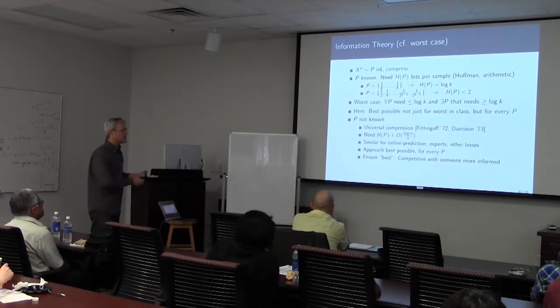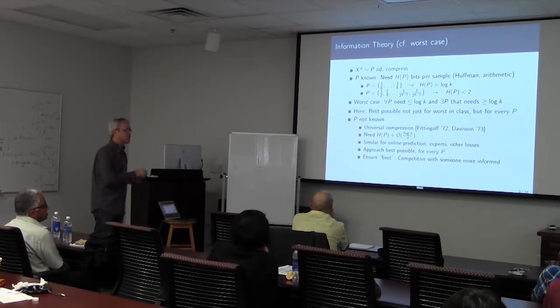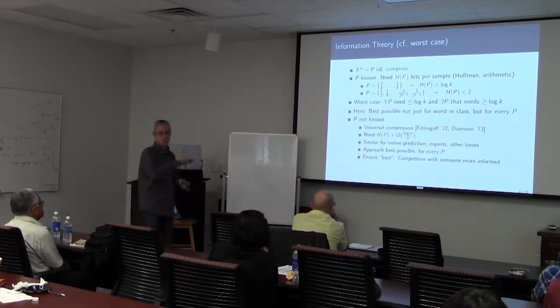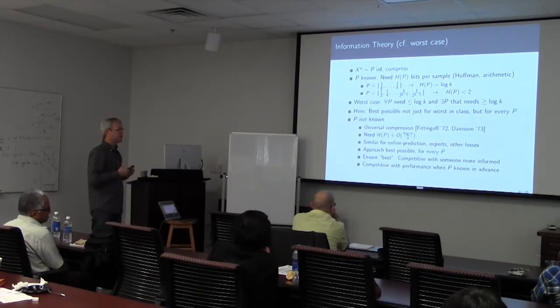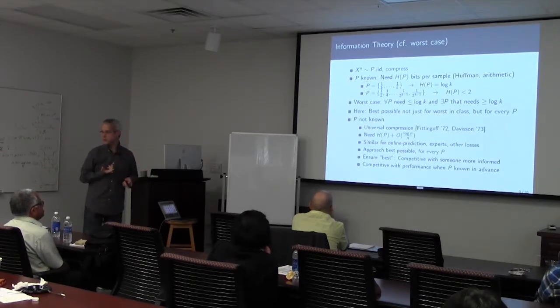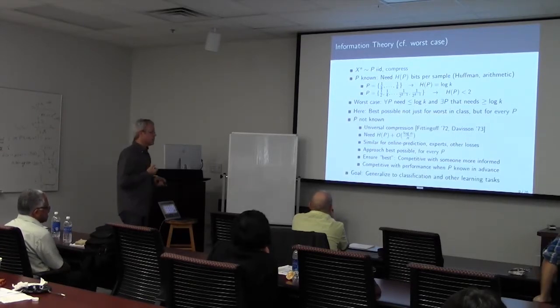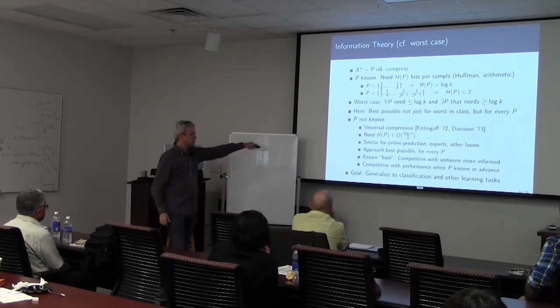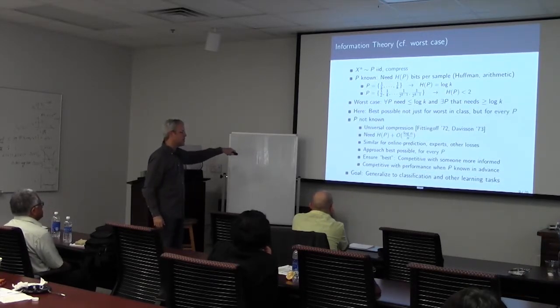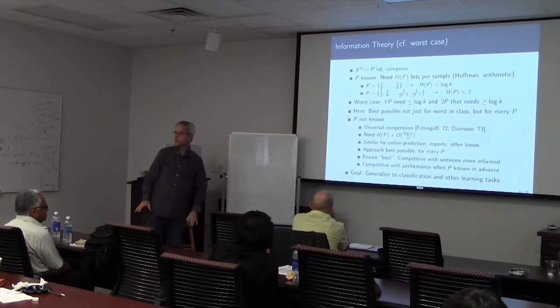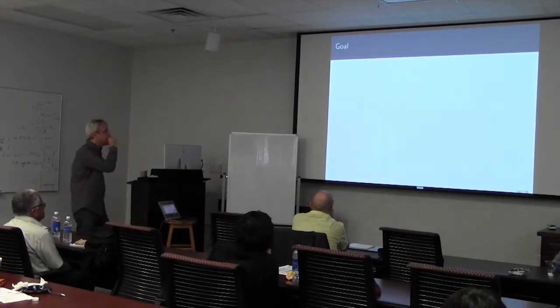And what do we mean by best? It's something that's competitive with someone who is more informed, like in this case, someone who knows the distribution. Okay? So this is what we want to do. We want to get competitive results with what you get when P is known in advance. Okay? So this is our goal. So we want to generalize these results from compression and from online learning and so on to classification and other learning tasks.